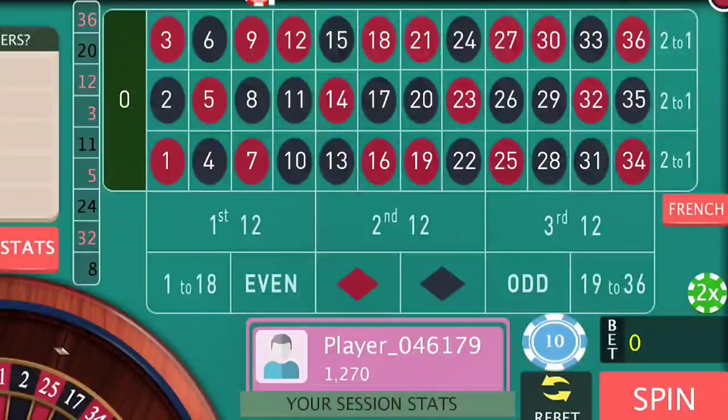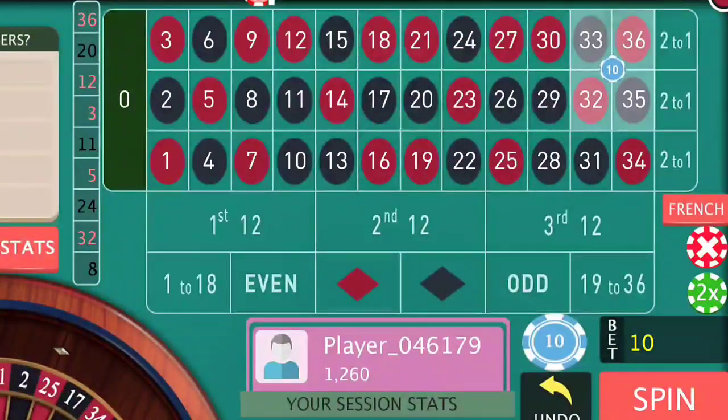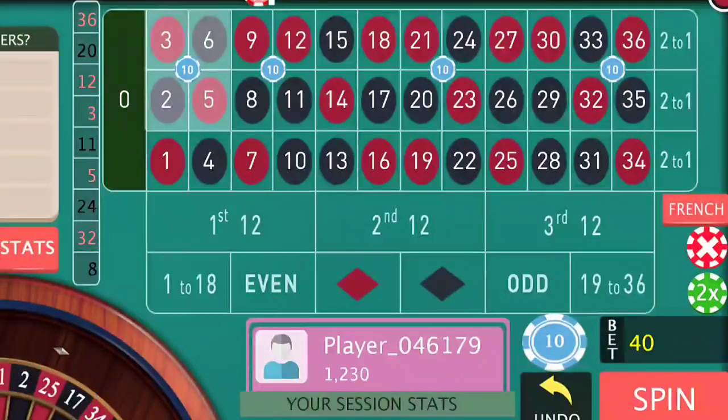So this time I will arrange my bets again. The last number is 36. I put a bet here. Next number is 20. I will put here. Next is 12. Then 3. Then 11. And next is 5. So in this way I have covered 18 numbers.